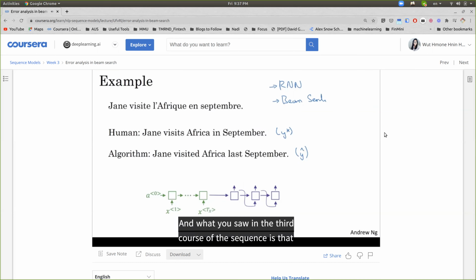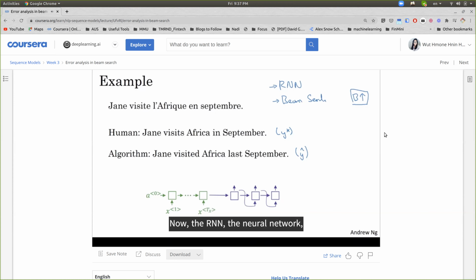And what you saw in the third course of the sequence is that it's always tempting to collect more training data. That never hurts. So in a similar way, it's always tempting to increase the beam width. It pretty much never hurts. But just as getting more training data by itself might not get you to the level of performance you want, in the same way, increasing the beam width by itself might not get you to where you want to go. But how do you decide whether or not improving the search algorithm is a good use of your time? So here's how you can break the problem down and figure out what's actually a good use of your time.